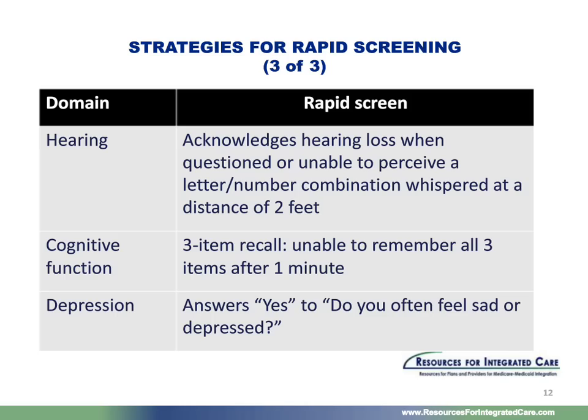Finally, in terms of depression, the single most effective screening question is, do you often feel sad or depressed? And a yes response should trigger a more complete assessment for an affective disorder.